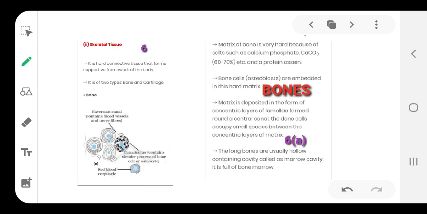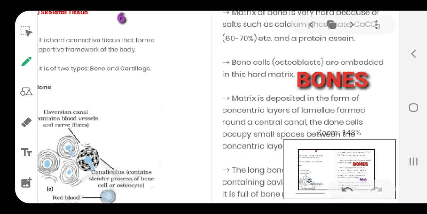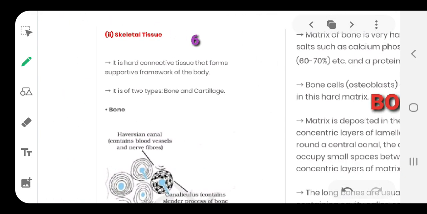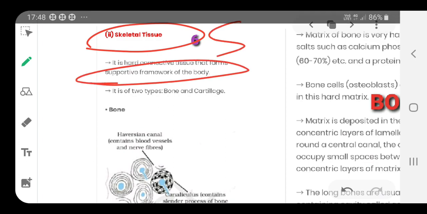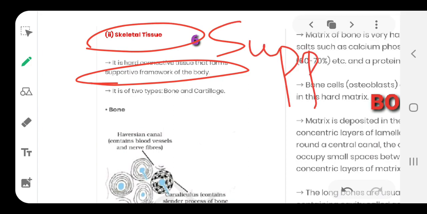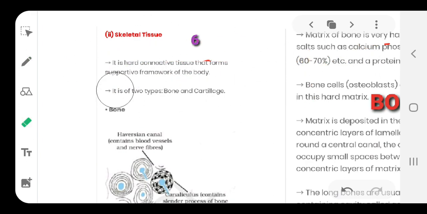Now let us move to the other type of connective tissue, where the matrix or the inner cell space is filled with hard substance. We call it skeleton tissue. It is a hard connective tissue and forms a supportive framework. As told earlier, it is of two types: bone and cartilage. So write it down, bones and cartilage.